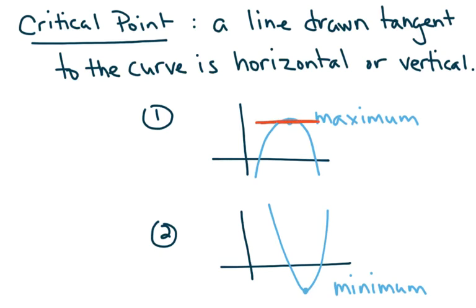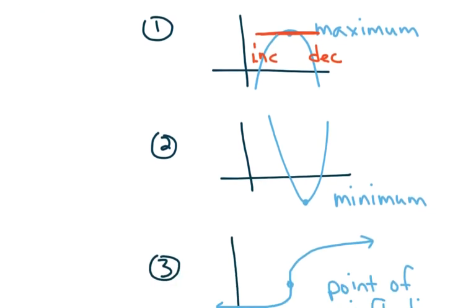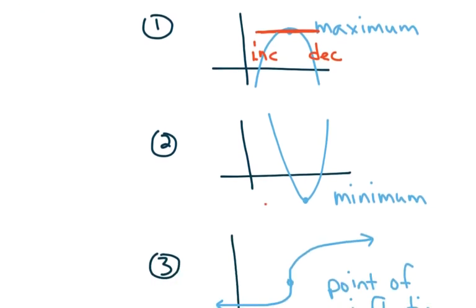A high point on a graph is called a maximum. There's my tangent line. And a maximum occurs when a graph was increasing and then switches direction to decreasing. So this side is increasing and this side is decreasing. A minimum is a low point in the graph. A minimum occurs when the graph was decreasing and then changes direction to increasing.